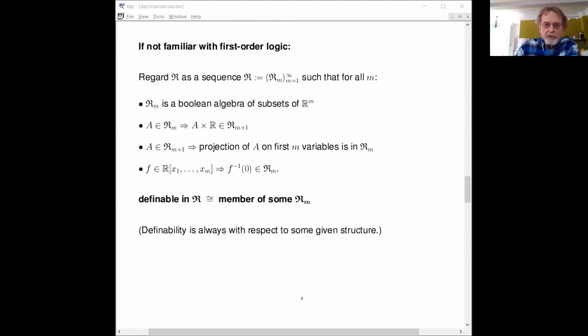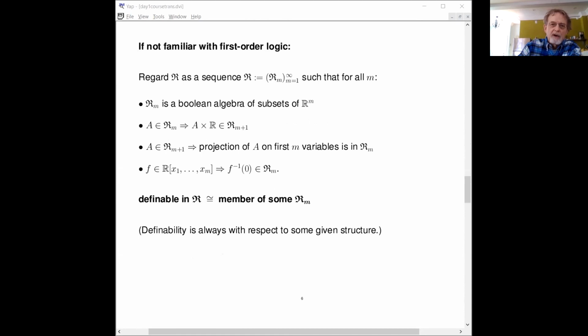If you're not familiar with first order logic, I know this has been run by several times already by this program, but we might as well do it again. We take a structure in the logic sense and then identify that with the collection of its definable sets.